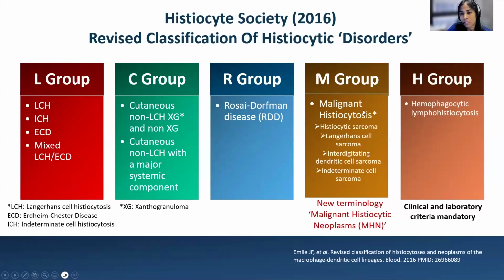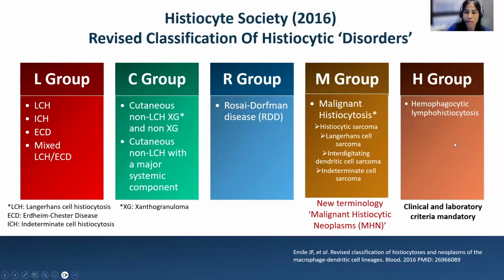Now, the term malignant here refers to the aggressive-appearing cytomorphologic features on histopathologic diagnosis, and also this malignant histiocytosis group clinically tends to be way more aggressive compared to the other histiocytic neoplasms. The H group stands for hemophagocytic lymphohistiocytosis. Now, this is an integration of clinical and laboratory criteria and not just a pathologic diagnosis.